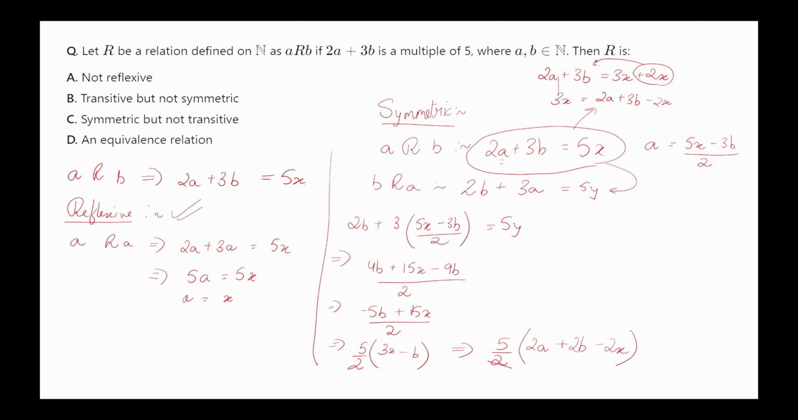Now I can take this 2 common here. This 2, all of them would be cancelled out. And I am left with 5 times (a plus b minus x). That means I've gotten it to be a multiple of 5.